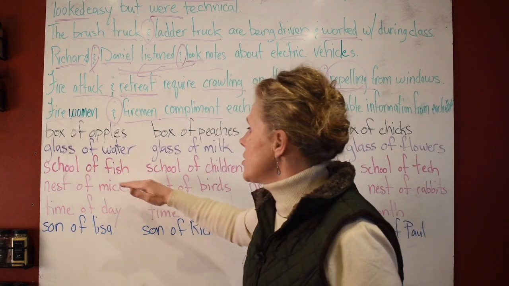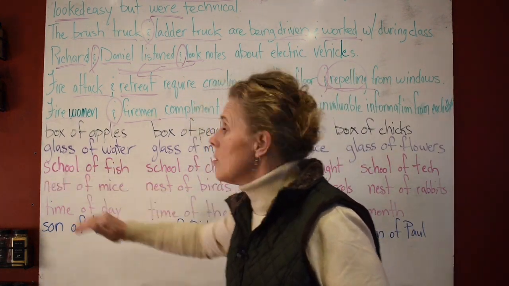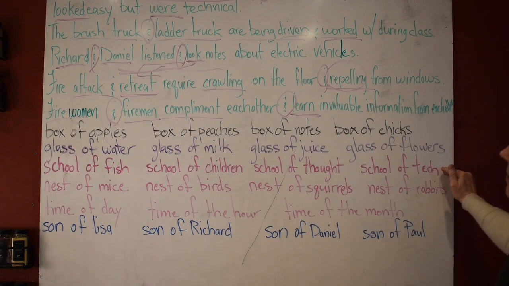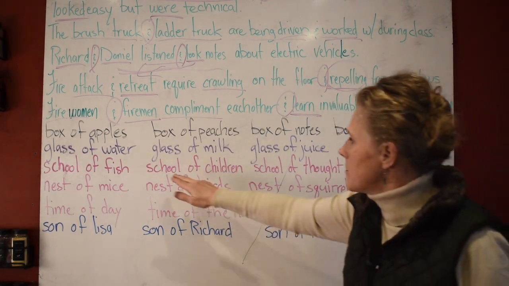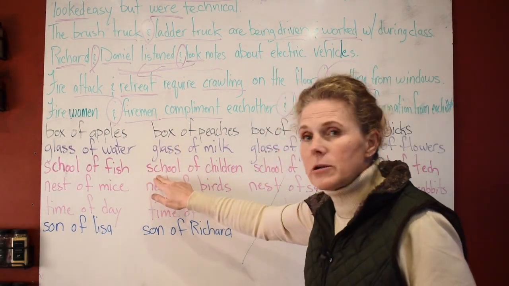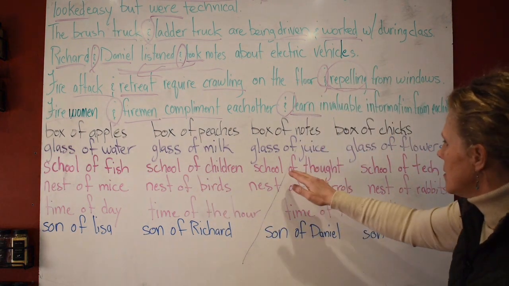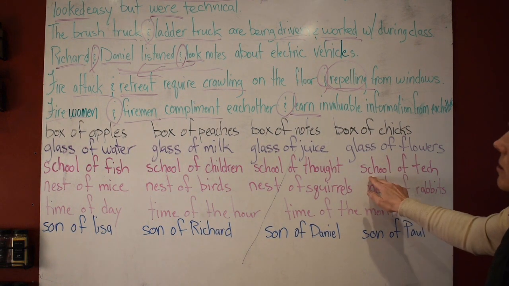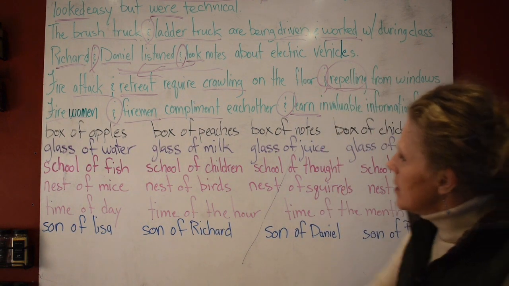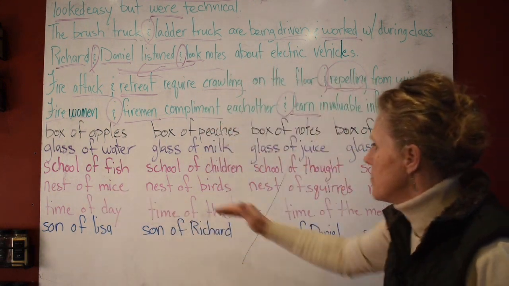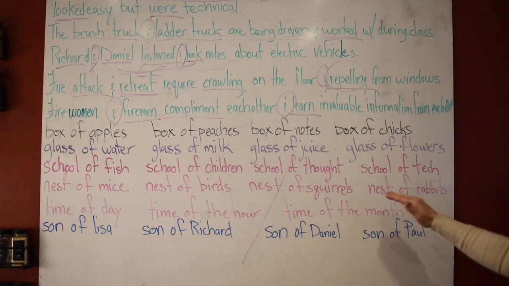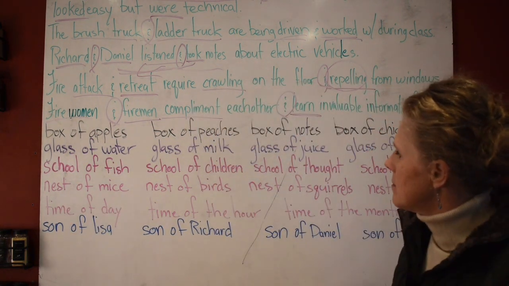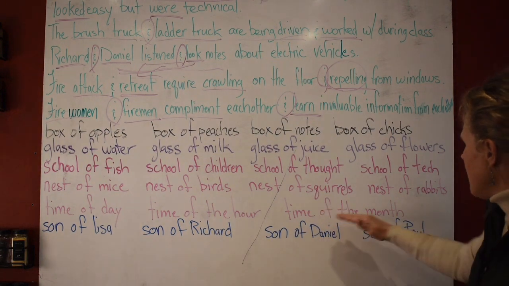So, school of fish. Of fish is describing school. School of children, school of thought, school of tech. What is of children describing? The school. It has to have a word that it is describing. What is of thought describing? School. Of tech describing school. So now you have nest of mice, nest of birds, nest of squirrels, nest of rabbits. Time of day, time of the hour, time of the month.